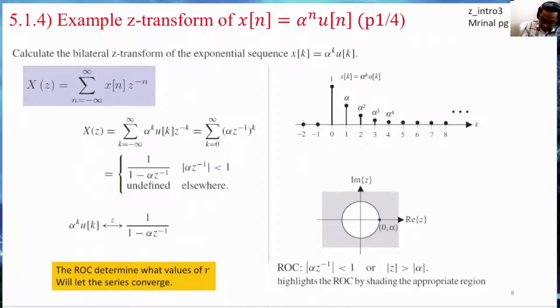Let's begin with this example of Z-Transform. The sequence given to us is the following: x[n] equals a^n u[n], the unit step. Let's now plot a^n.